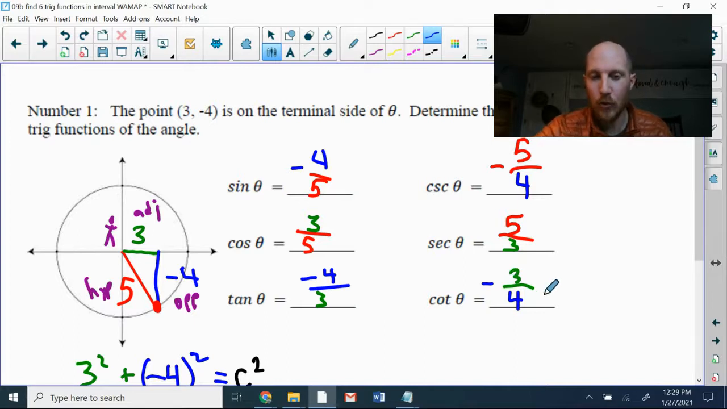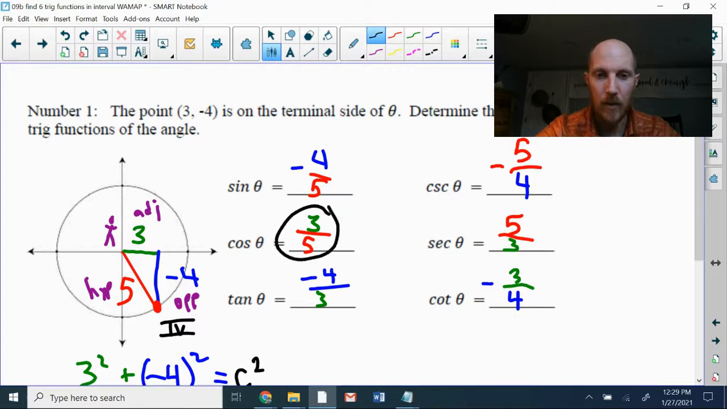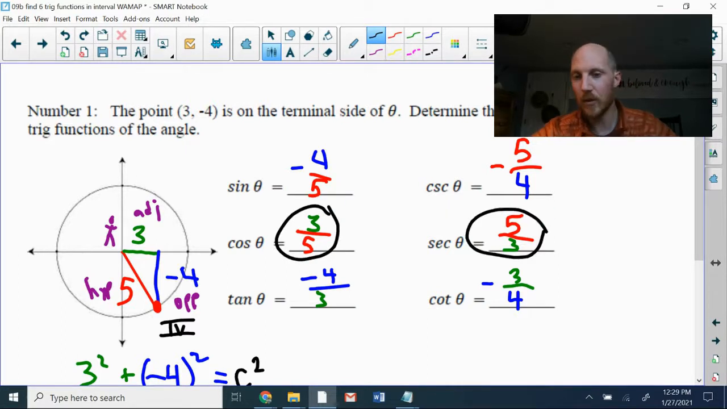We ended up in quadrant 4 this time. This is quadrant 4 down here. And in quadrant 4, that'd be all students take calculus. It's the C of all students take calculus. So cosine should be positive along with its reciprocal. And that is, in fact, what I got in my results already. Cosine is positive. The reciprocal secant is also positive. And the 4 other trig ratios are all negative.